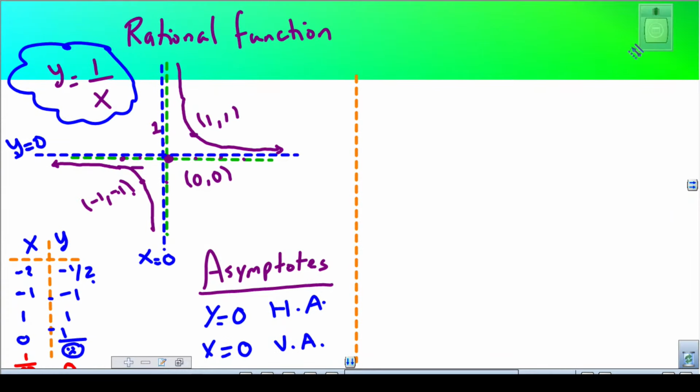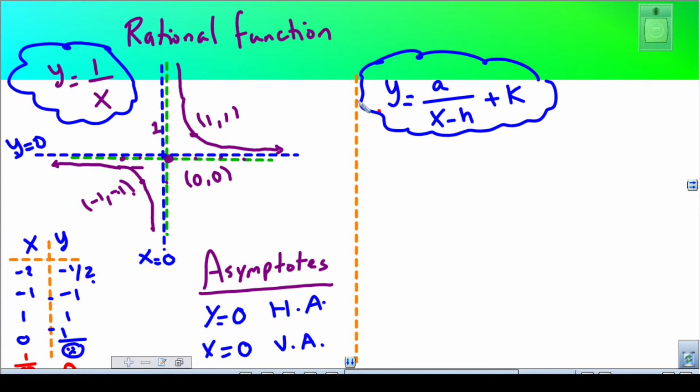Okay. This one here, we're going to actually look at the transformation now. So this was the parent function. Now we have a transformed rational function. So I'm going to start with this color here. y equals a divided by x minus h, plus the k. As simple as that. So here's my new enhanced rational function. This is the transformed function of this rational function here.